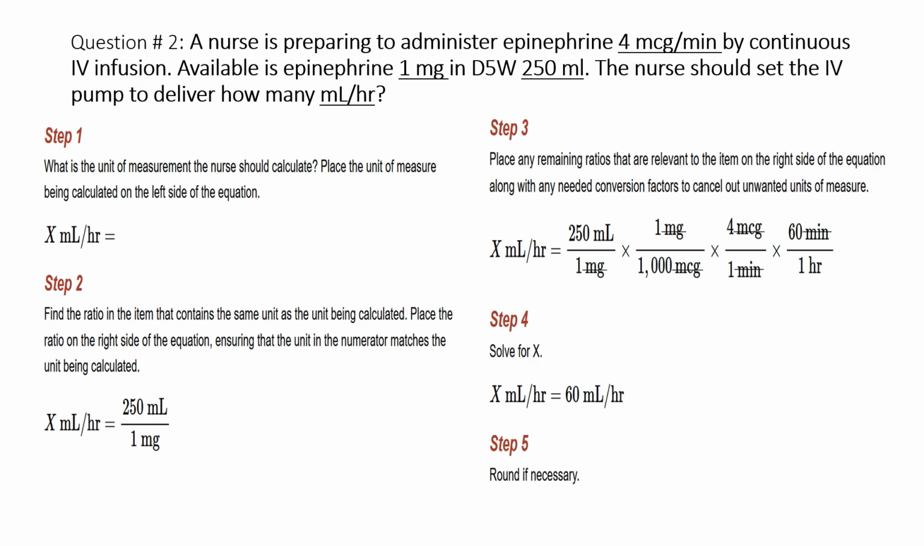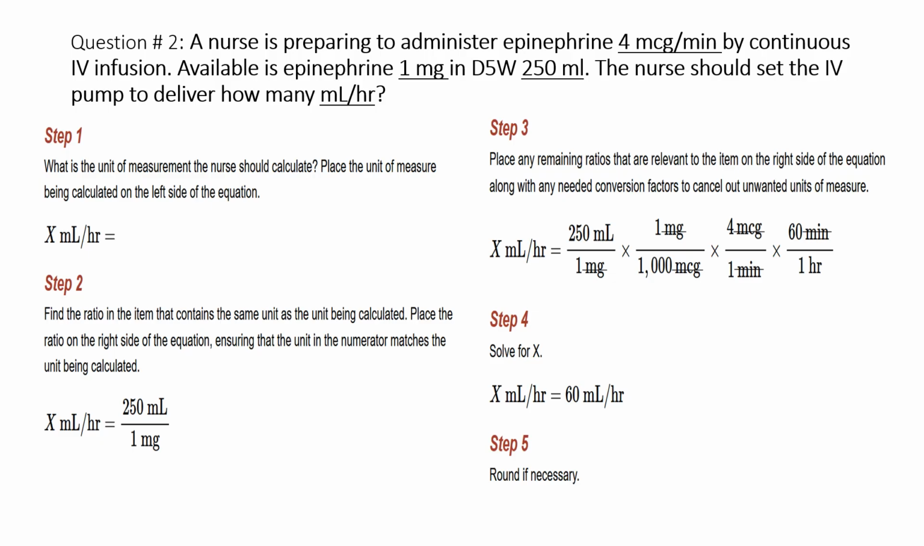So from the bottom up to the diagonal, we're going to put 1 milligram to 1,000 micrograms. We're already going to cancel out the milligrams, right? We already canceled them out. So now we need micrograms. So we've got the 1,000 micrograms. We're going to have the dose that we have already, that's the ordered dose, the patient dose. So we're going to put 4 micrograms over 1 minute.